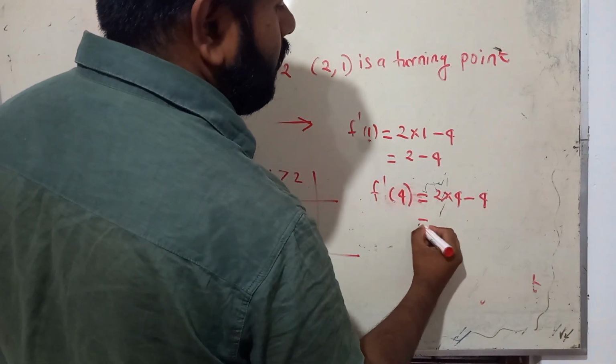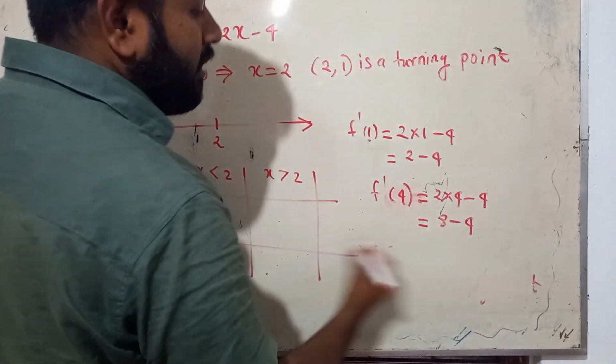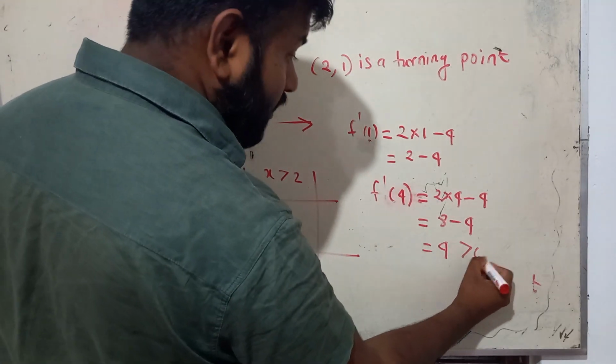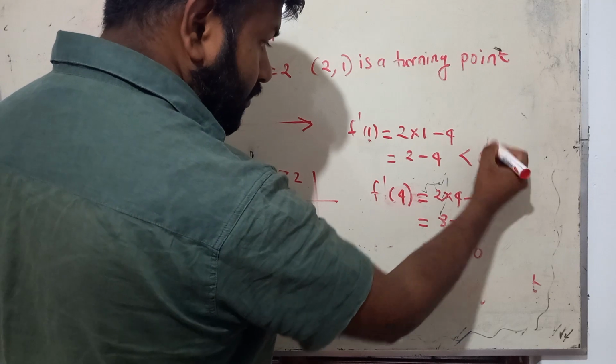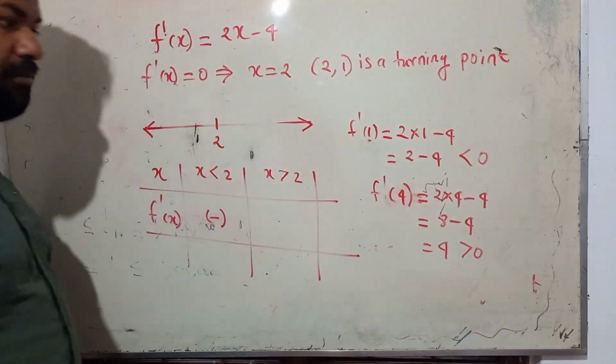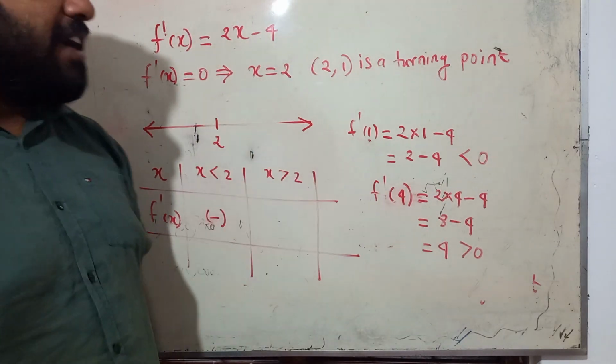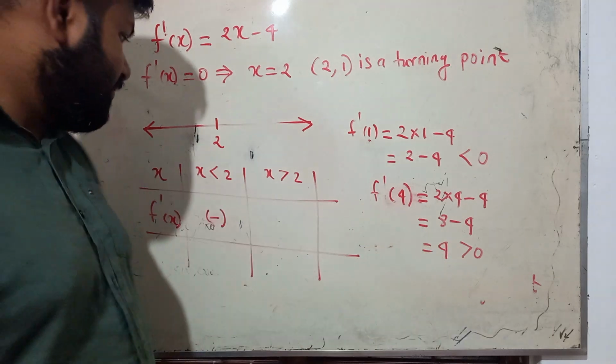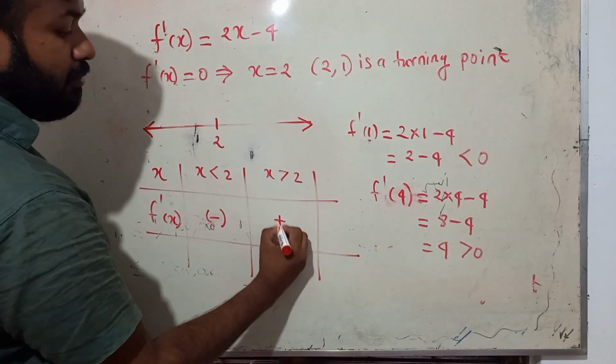Minus 4. Right? 8 minus 4. Yes. That's 4. That's greater than 0. This is more than 0. When I substitute a number which is greater than 2, f dash x is going to be a positive number. So when x is greater than 2, it's going to be positive. Yes.